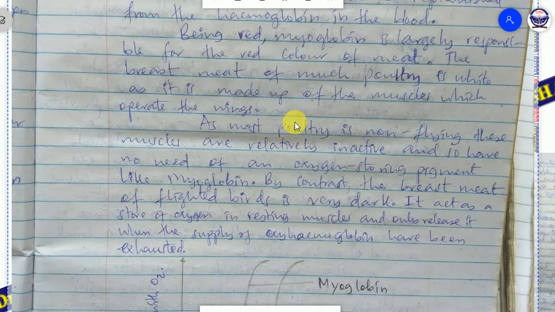As most poultry is non-flying, these muscles are relatively inactive and so have no need of an oxygen-storing pigment like myoglobin. By contrast, the breast meat of flighted birds is very dark. It acts as a store of oxygen in resting muscles and only releases it when the supply of oxyhemoglobin has been exhausted.